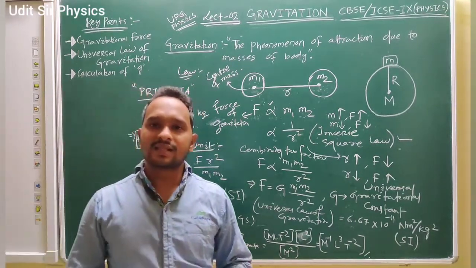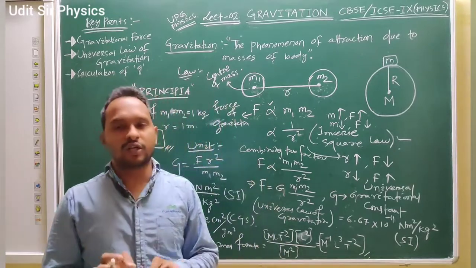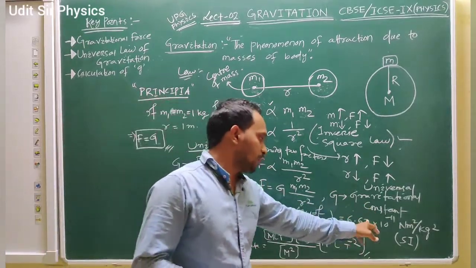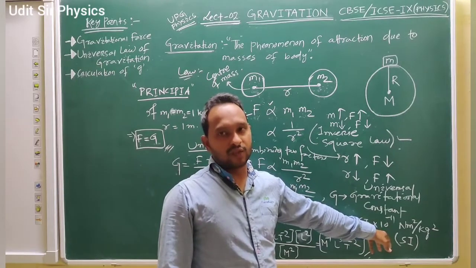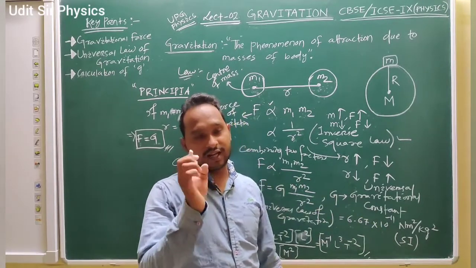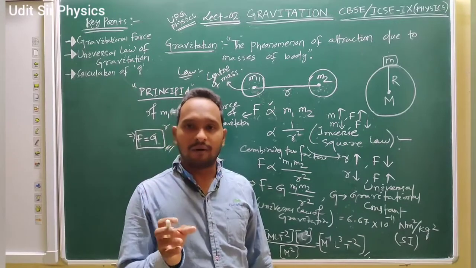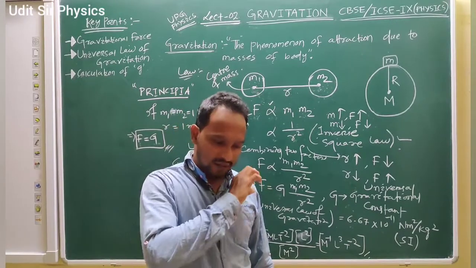Now the question is, how did Sir Isaac Newton get the number 6.67 into 10 to the power minus 11 Newton meter square per kg square? How did Sir Isaac Newton get the number? No one knows.